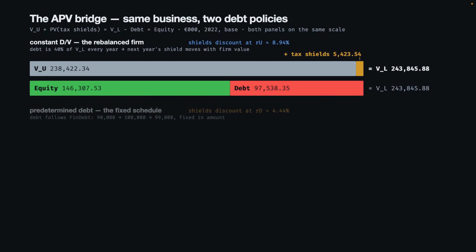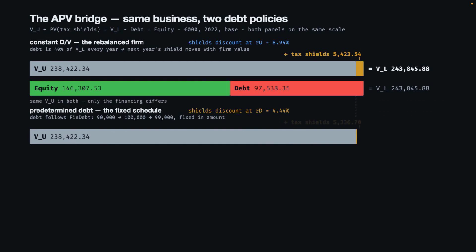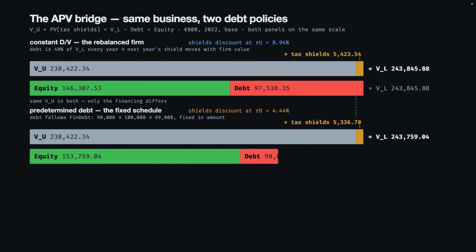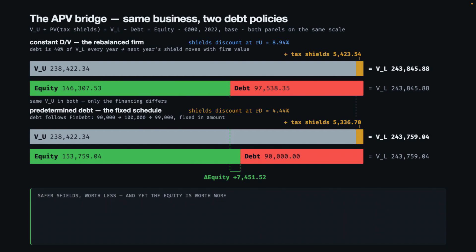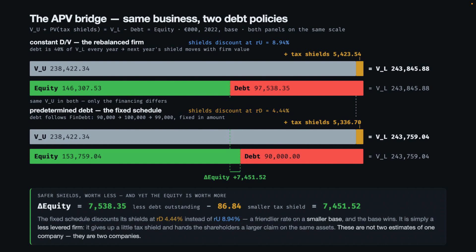But now watch what happens if we change how the company borrows. Same firm, same cash flows, but a fixed repayment schedule instead of a constant ratio. The tax shield is now safer, so it's discounted differently and the equity comes out higher, 153,000. Same company, different debt policy, 7,000 euros of difference. The method didn't move the answer, the financing assumption did. That's the lesson.